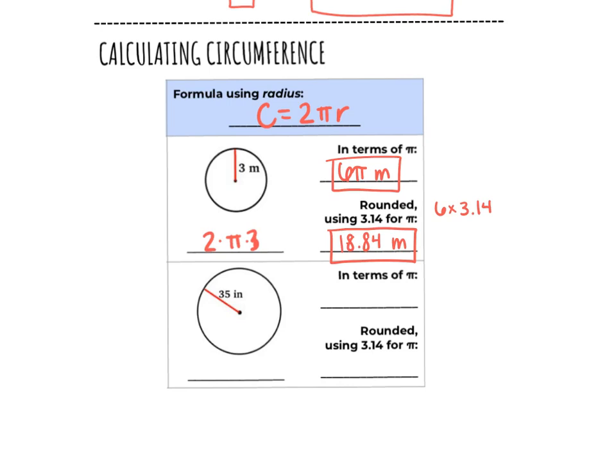In my final example, I have 2 times pi times my radius of 35. In terms of pi, I'd want to do 2 times 35 to get 70 pi inches. And then to round that, I would want to take my calculator and actually do 70 times 3.14, and I get 219.8 inches.